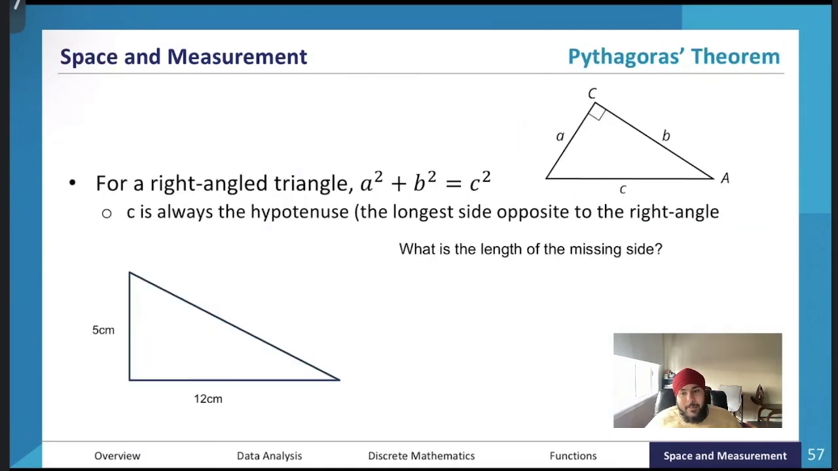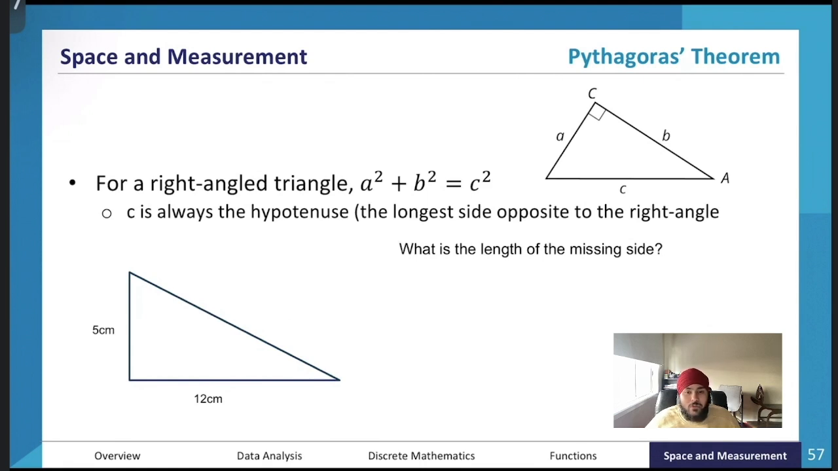Okay, so now let's look at Pythagoras' theorem. You may have covered this in earlier high school years, but I'll just cover this briefly. Basically, Pythagoras' theorem is a formula that allows you to work out an unknown side when you have a right angle triangle and you know two of the sides.